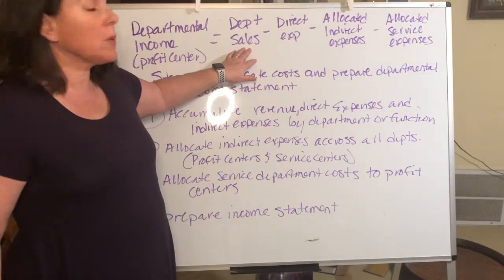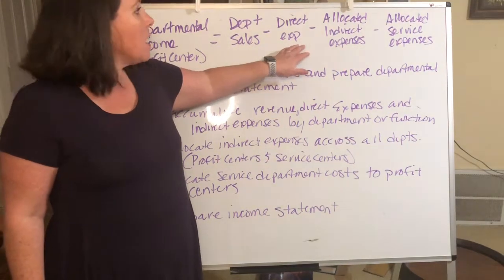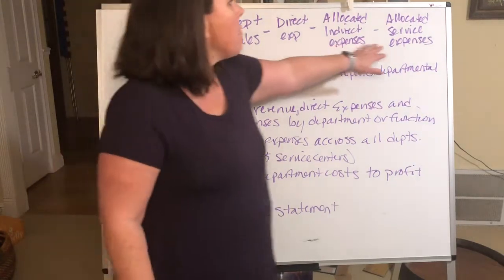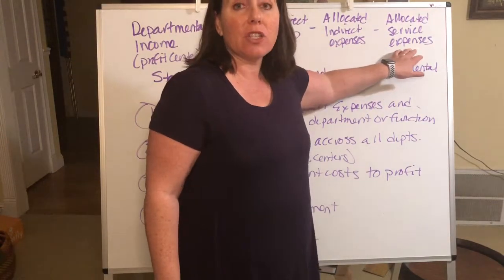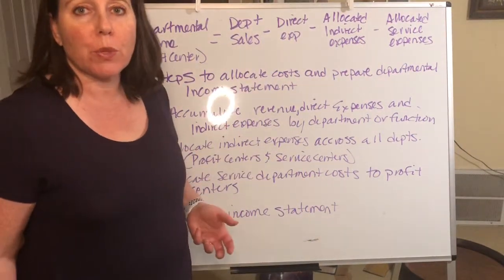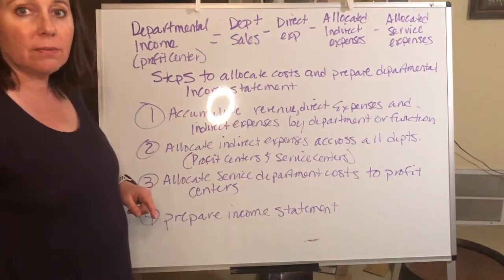We always start an income statement with sales, minus our direct expenses, our direct costs, minus our allocated indirect expenses, minus our allocated service expenses. And that formula is the order in which we're going to do things. So it's important, take a minute, write that down.